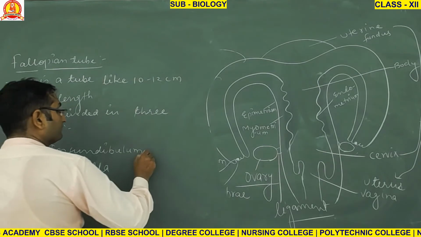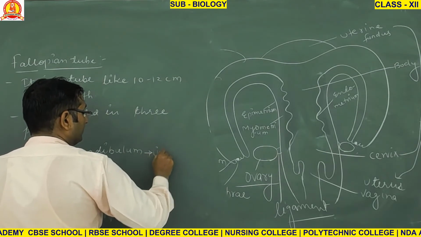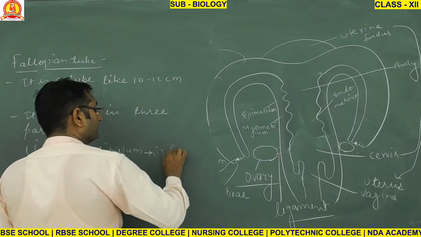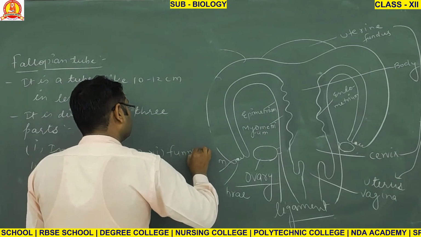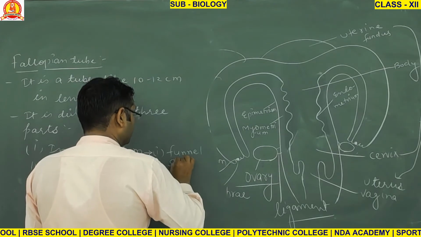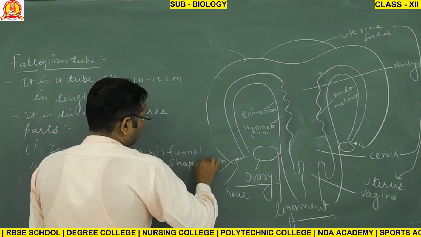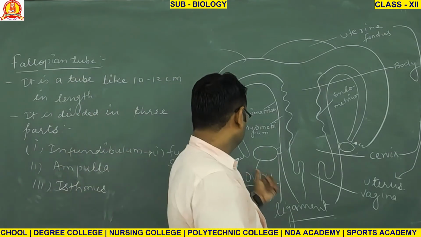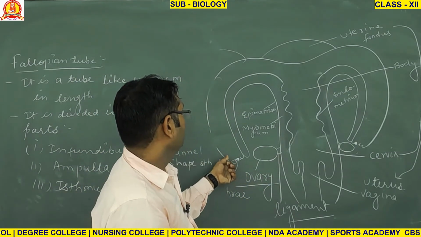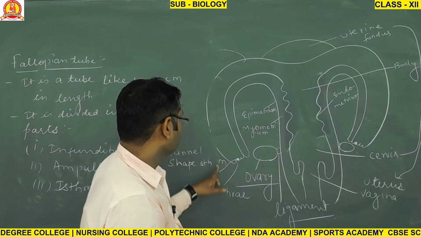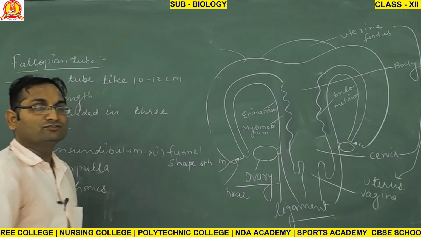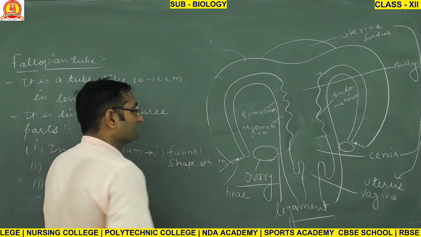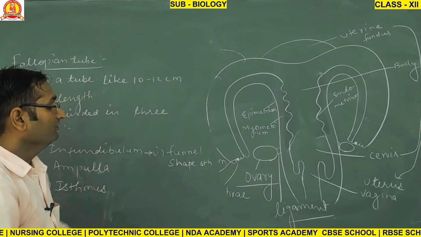Then after this, the first part, infundibulum. Infundibulum is a funnel shaped structure. This infundibulum also contains some finger-like structures. These finger-like structures are known as fimbriae.